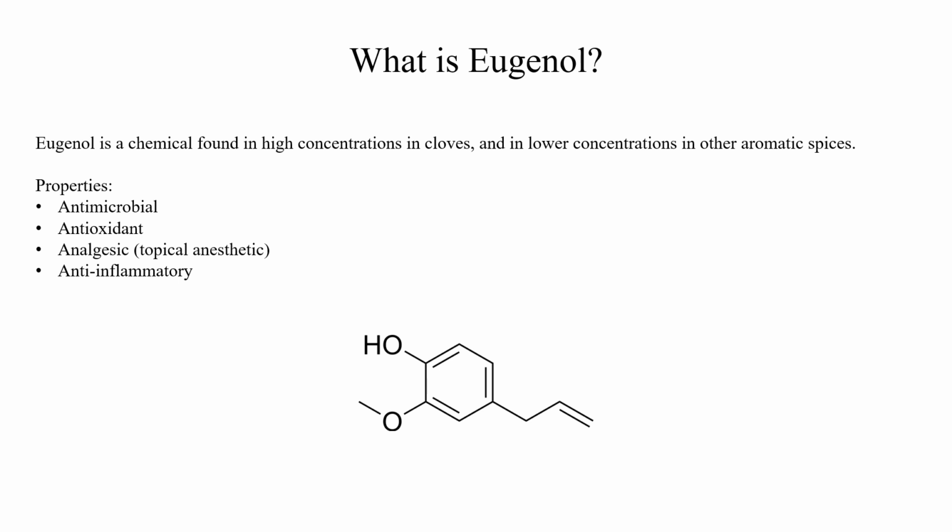What is eugenol? Well, eugenol is a chemical found in high concentrations in cloves and in more minute concentrations in other aromatic spices such as cinnamon and nutmeg. Now, it's supposed to have the properties of being antimicrobial and antioxidant, an analgesic used as a topical anesthetic, and anti-inflammatory. Now, it's never been clinically proven whether any of these properties are actually attributable to eugenol, but there are findings that do support this.